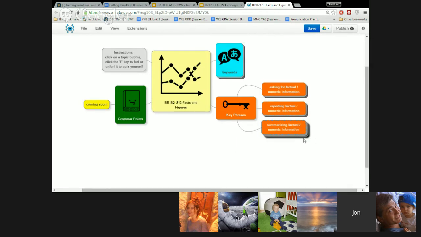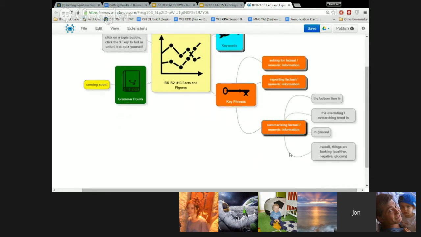Finally, summarizing factual information. So Greg, what was the thing you said earlier? I said the overriding trend. What's the overriding trend? So if I open that up, the leading trend. That's the second thing you see. The overriding, or, and I put a second word, the overarching. It means the same. The overarching trend.